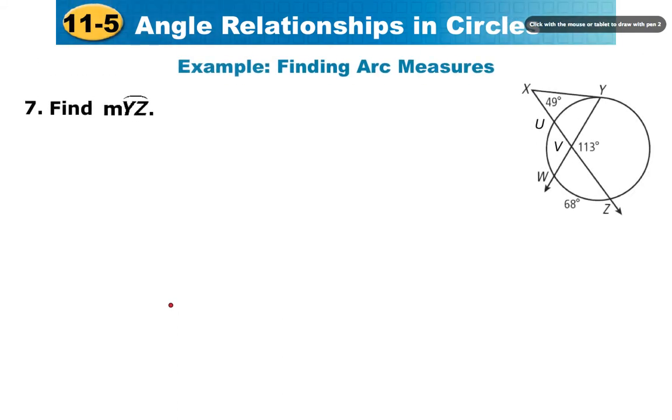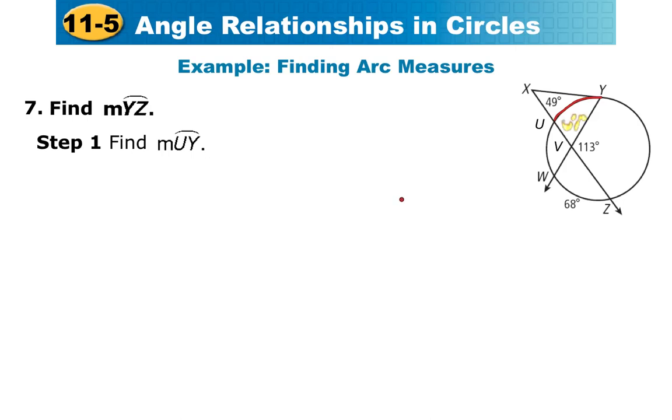Next one. This is the last problem. So they want you to find the measurement of arc YZ, which is out here. This is what they're looking for. We cannot find this measurement in one step. We actually have to break it up into 2 steps. So step 1 is basically to find the measurement of UY. So we're going to look for this first. And to find this, I'm going to have to use theorem 11.52.